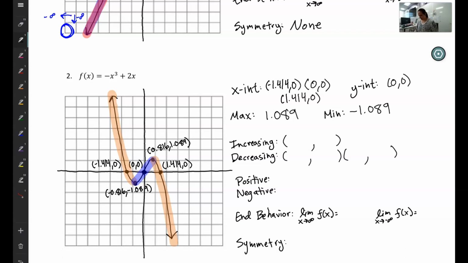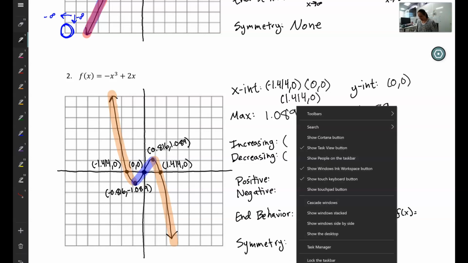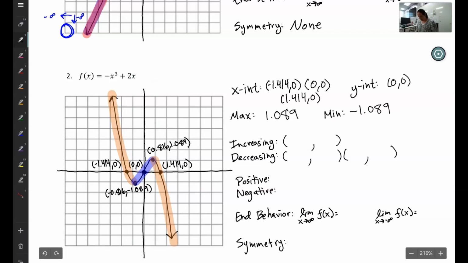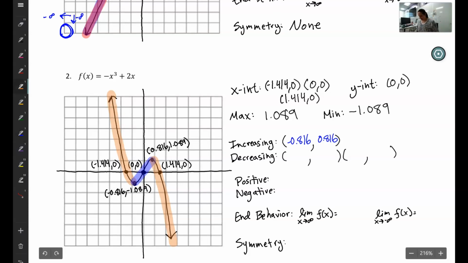Now let's look at our increasing one. Whenever you do increasing, you always talk about it in terms of domain or x values, not the y values. So this increasing right here would not be negative 1.089 to positive 1.089. That's not right. It would be negative 0.816 to positive 0.816. You do it using the x values, the domain, side to side. So now I look at decreasing.